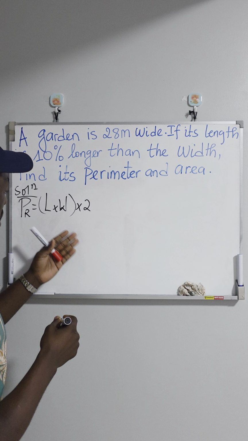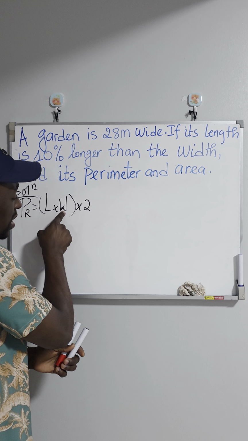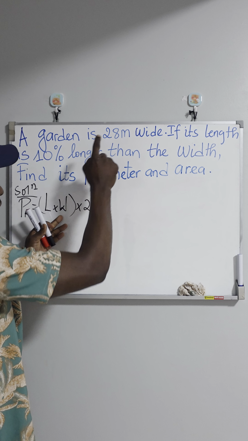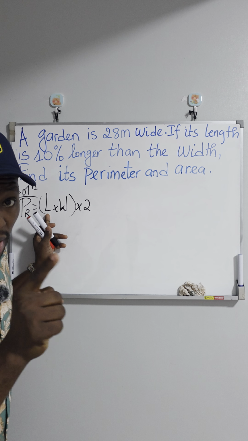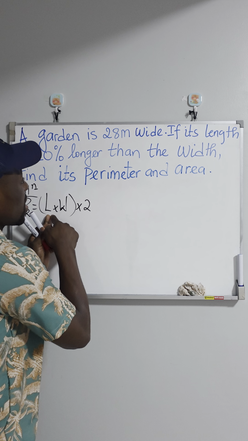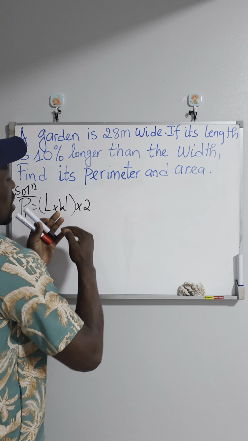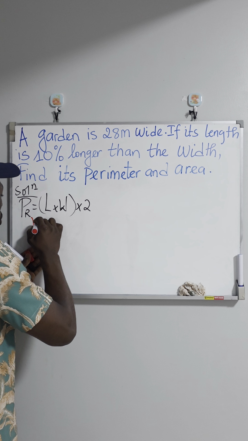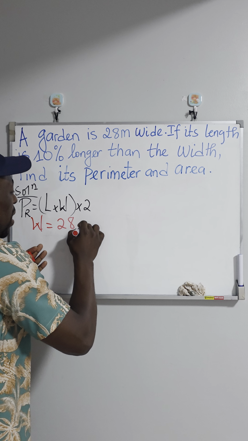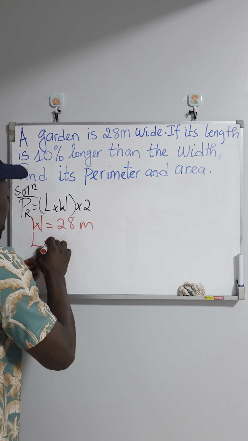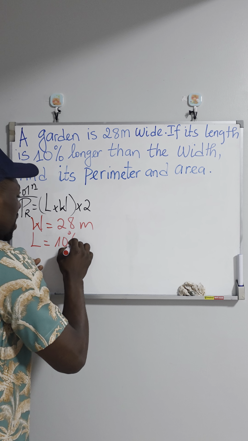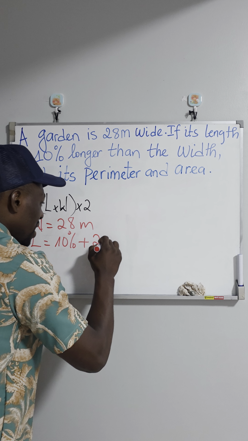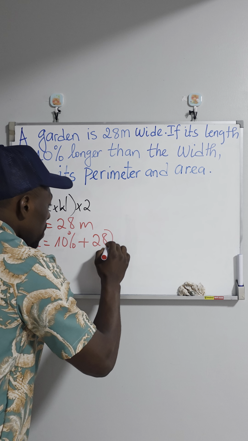Having written this, we can clearly see what we have in this formula and what we don't have. The question clearly mentions the width, which is 28. The question doesn't directly give us the length, but we know that the length is 10% longer than the width. So let me translate this information. We have that the width is 28 meters. Now the length is 10% longer, or 10% more, than the width. This is how to write it down in a very simple manner.